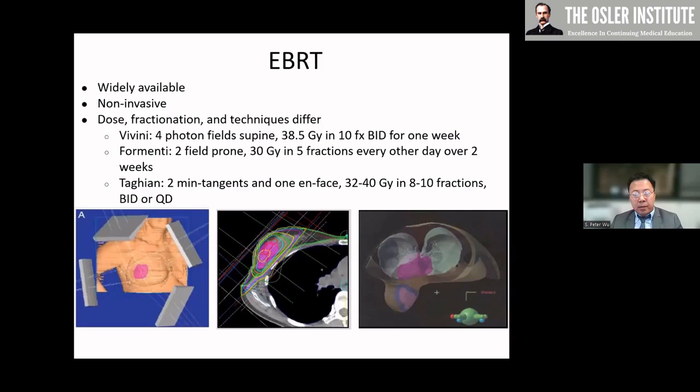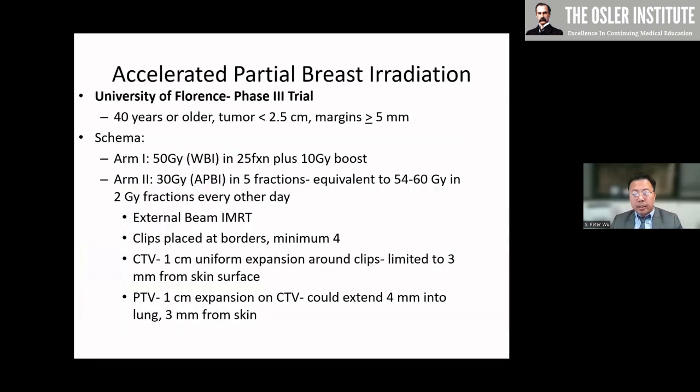Tagian looked at 2 mini tangents, 30 to 40 gray, 8 to 10 fractions BID. And Vivini looked at 4-field supine, 38.5 gray in 10 fractions. Again, these were non-coplanar fields. One from this angle, one from this angle, one from this angle, one from this angle, not in the same plane as we usually see. And each of these had very similar results, and these are different techniques that one can do this by. VMAT can also be used, IMRT can also be used. Truly, the cosmetic outcomes are just better because you're treating less of the breast.